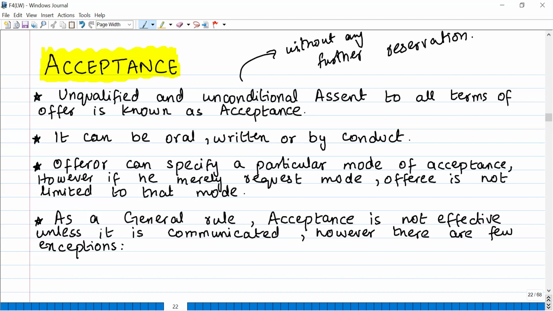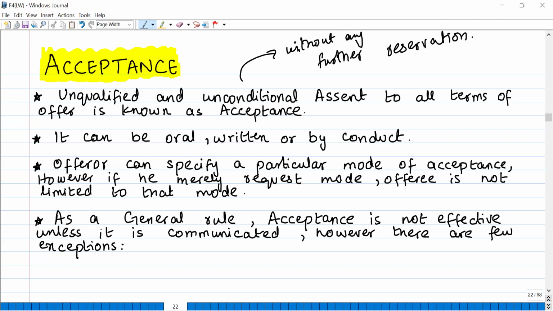That was in the Mrs. Carlill and Carbolic Smoke Ball case, in which Mrs. Carlill just needed to comply with the terms of the advertisement that was considered as an offer. She did not need to communicate that. She just needed to comply with the terms. So, if you have done the performance that amounts to an acceptance, then in that case it is not necessary to communicate the acceptance.